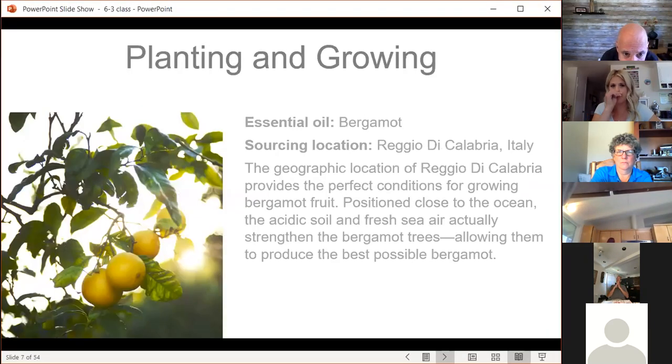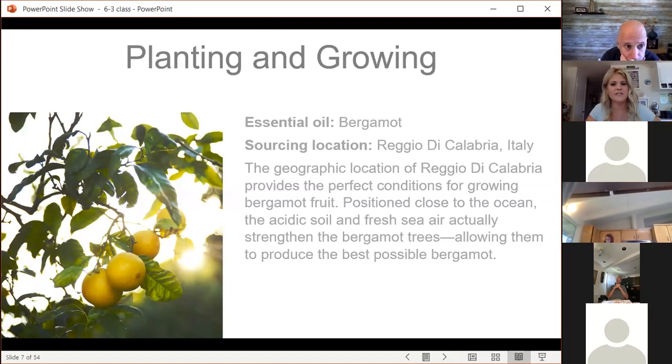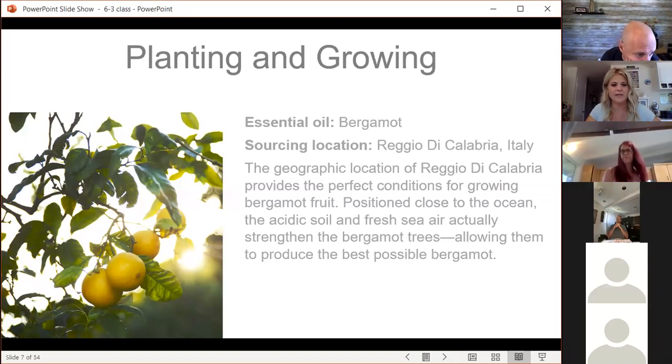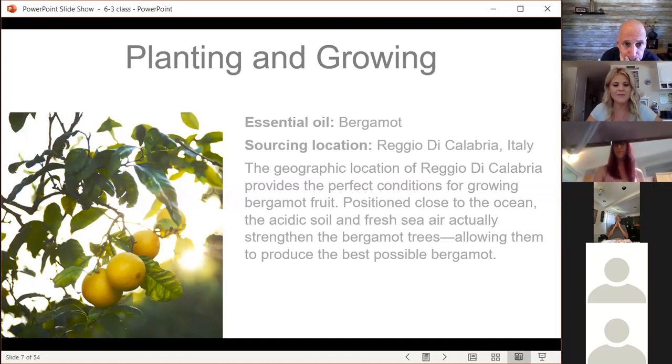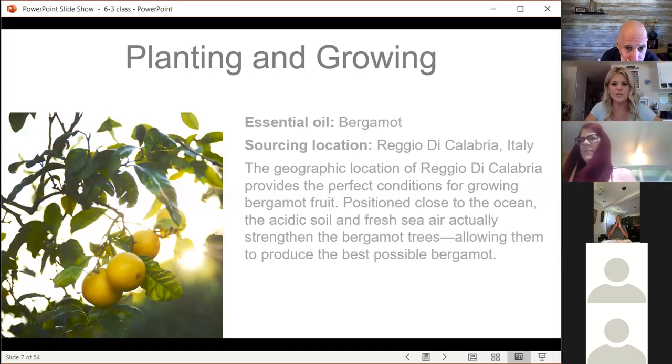So for planting and growing, producing a very high quality essential oil is very detail oriented. Like I said, the quality of the land, the soil, where the seeds come from. All of the growers have to consider these factors, as well as the climate and the geographic location, but also the best time of year to plant and so much more.